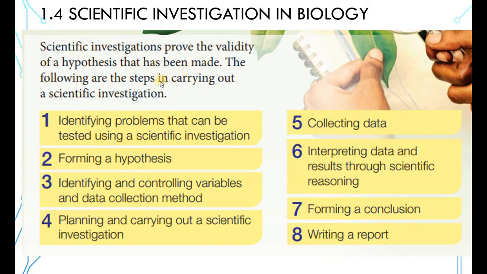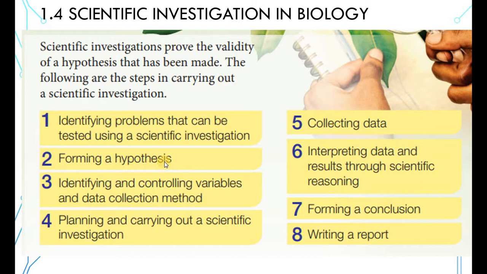So there are 8 steps in carrying out a scientific investigation that you have to follow, step number 1 until step number 8. Now we go one by one. Step number 1, identifying problems that can be tested using a scientific investigation. You have to identify the problem first. And then number 2, forming a hypothesis.